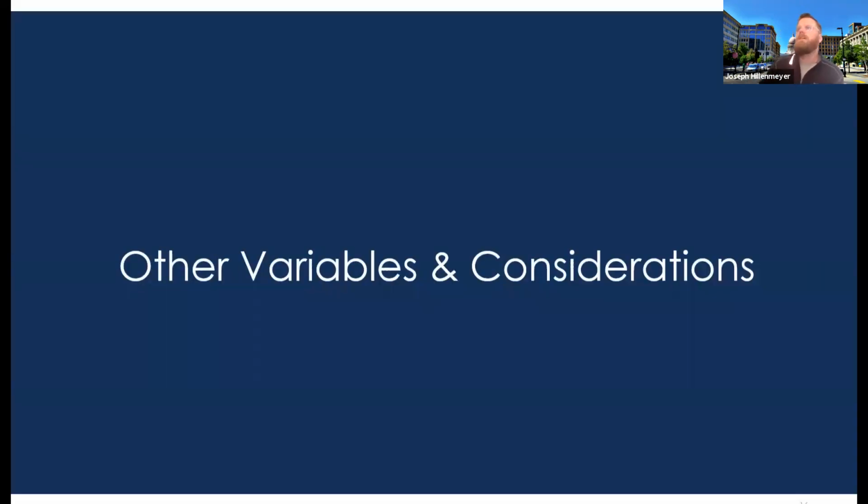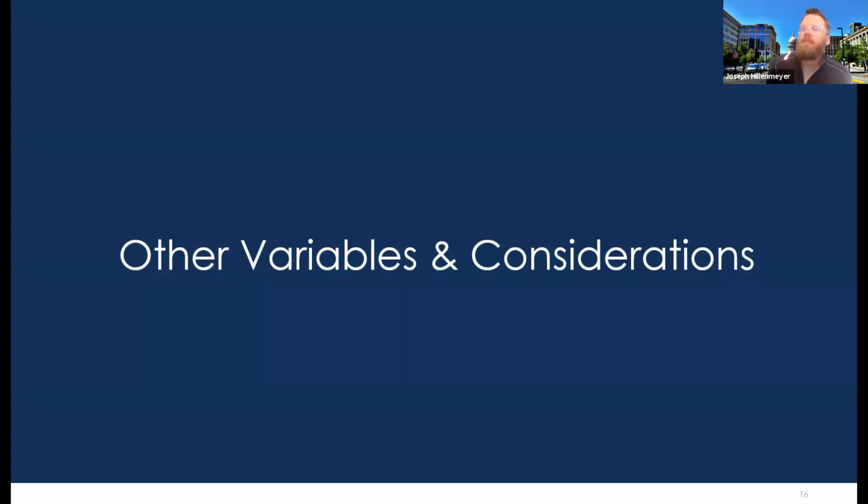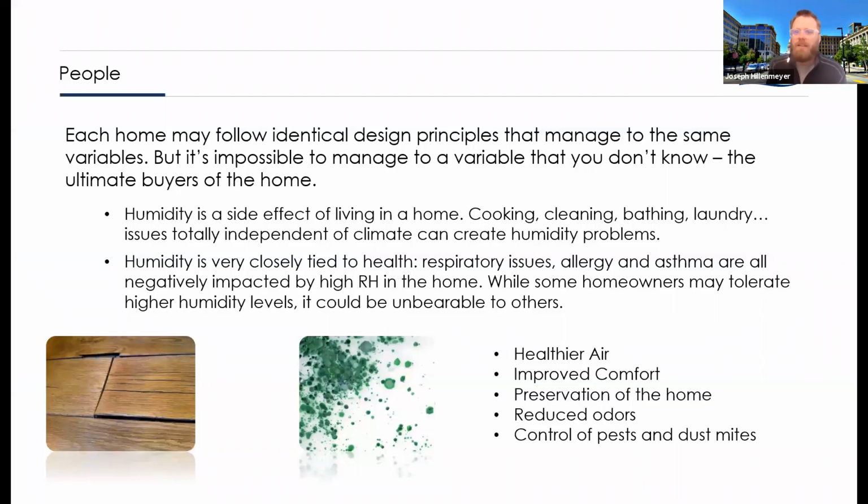Some other variables. The reason that purple line, that third thing, is so important is that each home can be designed a lot of different ways, with identical design principles. We can manage to a lot of the same variables, but we can't manage the variable that we don't know. And that's how the people that buy the home are going to live in it. And humidity, just like every other attribute of indoor air quality, is just a side effect of living in a home. Cooking, cleaning, bathing, laundry, all these things impact IAQ, and they also all impact humidity.